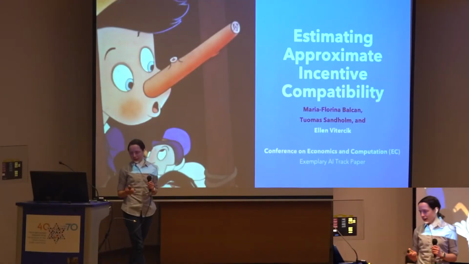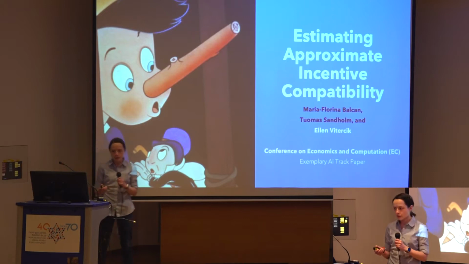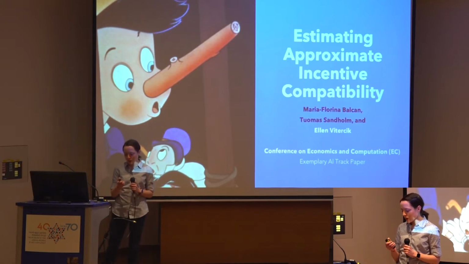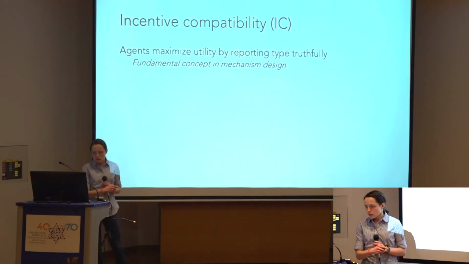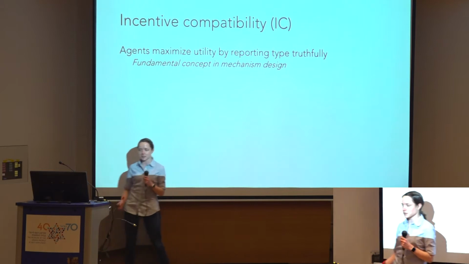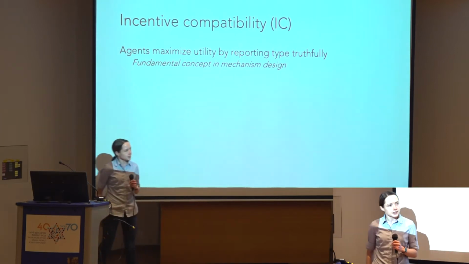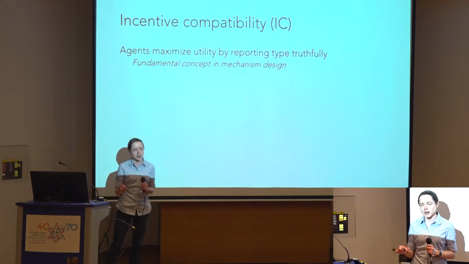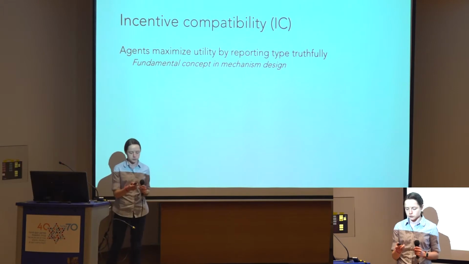Okay, thank you. So the title of this work is Estimating Approximate Incentive Compatibility, and it's joint work with Nina Balkan and Tuomas Sandholm. So we're all here familiar with incentive compatibility. It's a fundamental concept in mechanism design. And a mechanism is incentive compatible if the agents will maximize their utilities by reporting their types truthfully.